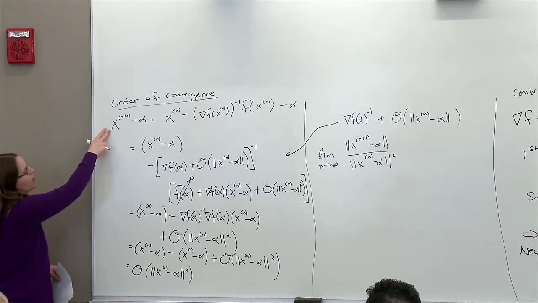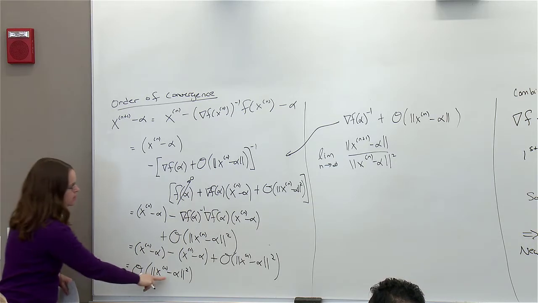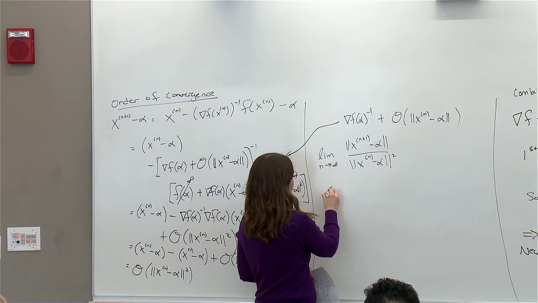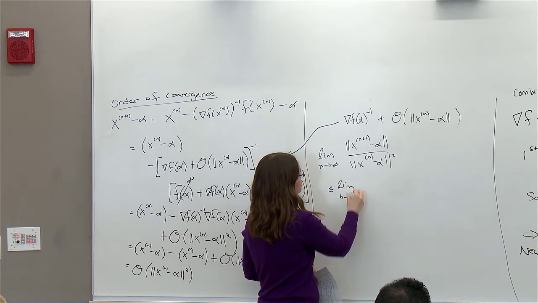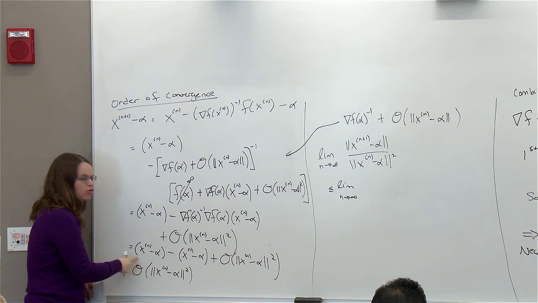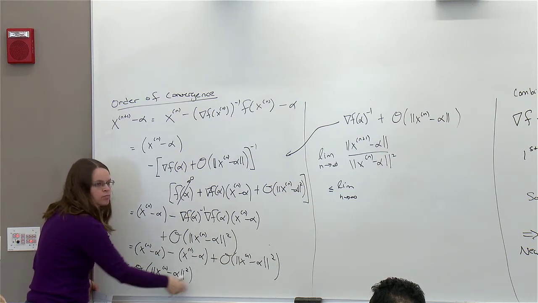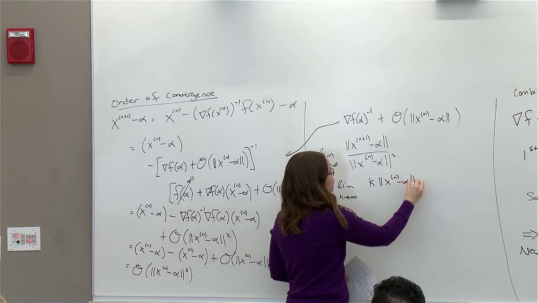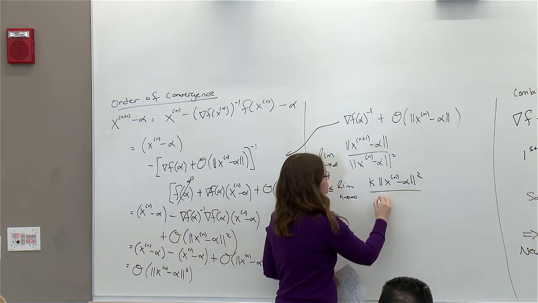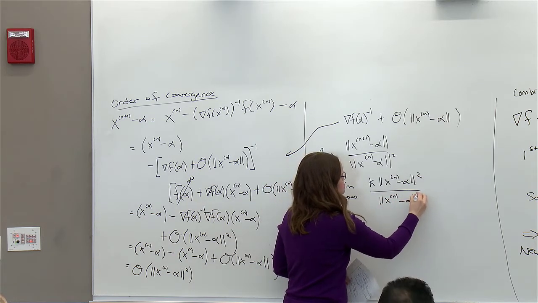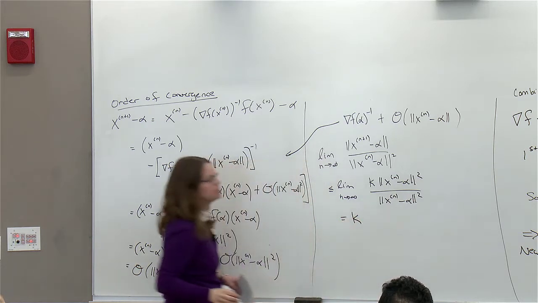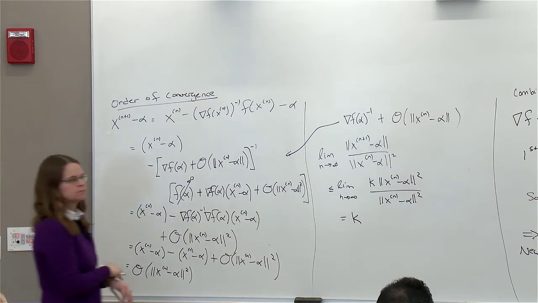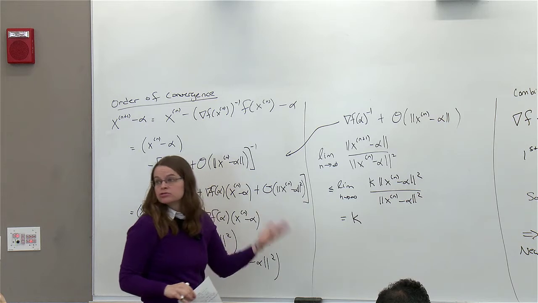Okay, and what did we find? Well, we found that x_{n+1} minus alpha is basically the same size as this, so this is going to be, let's call it, less than or equal to. This new error, we said, was bounded by some constant times the old error squared. So this does give me something that is constant, and that is quadratic convergence.